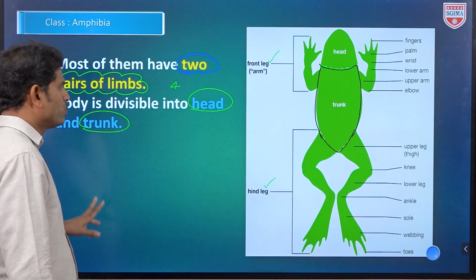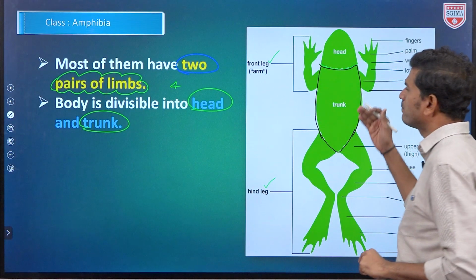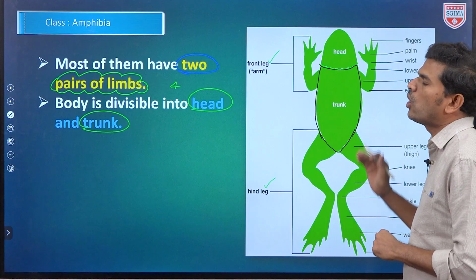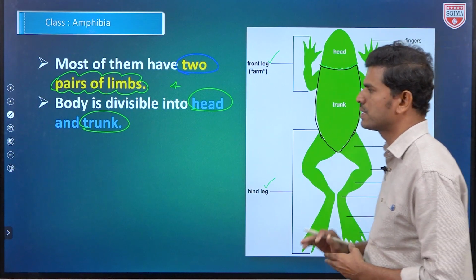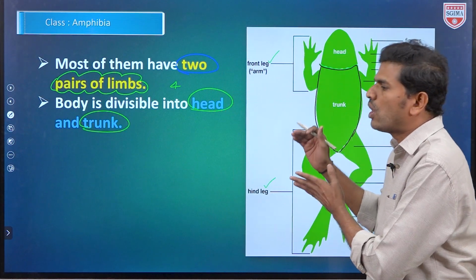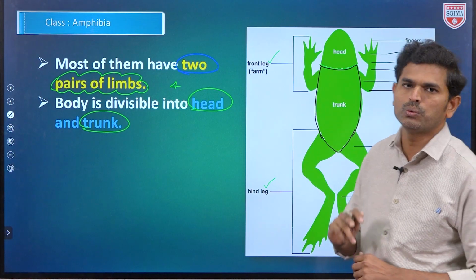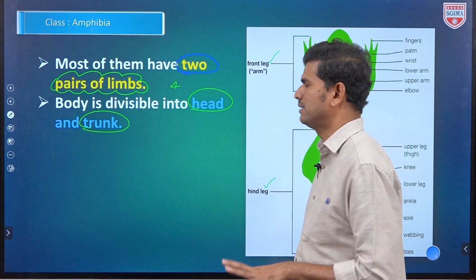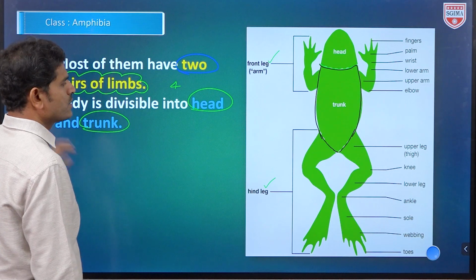Now in this slide 2 points are there. One is how many pairs of limbs are there. Here, how many pairs of limbs? That is 2 pairs, individually 4 limbs are present. Another point is how many parts the body contains. The body is majorly divisible into 2 divisions: one is head and another is trunk. These points are not very important, we just have to remember them. So next slide.